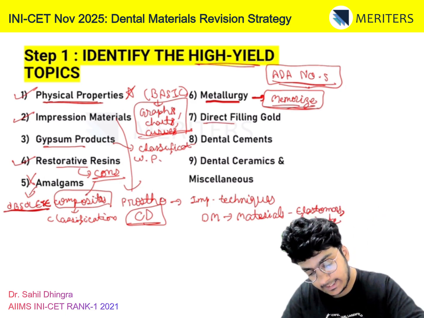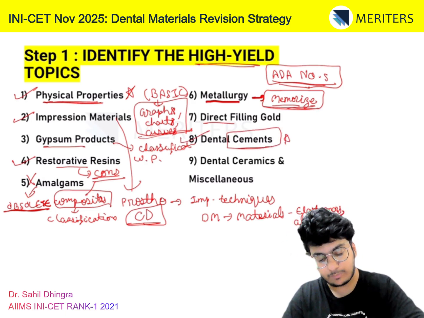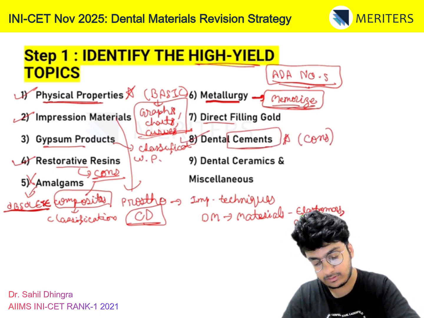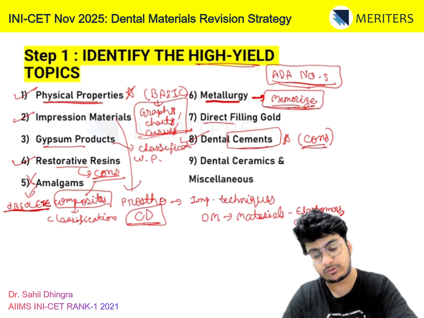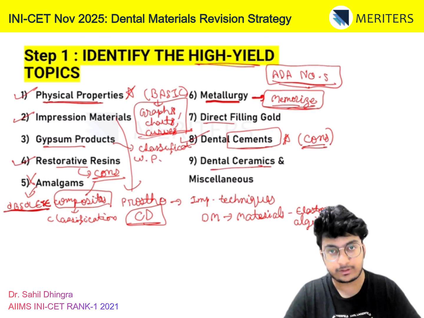Then direct filling gold, again, it is less important. Dental cements is very important. The chapter on dental cements, again, very important. Also in your cons or operative dentistry, this you can find. So you have to club this restorative resin and dental cements with cons.